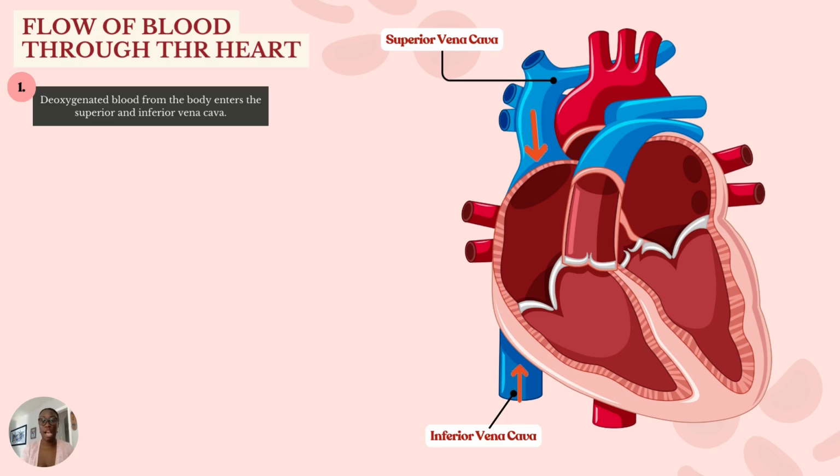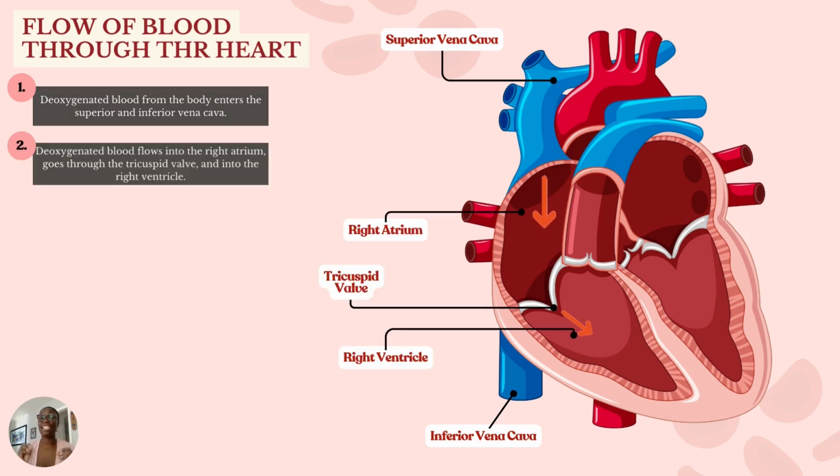First, used up deoxygenated blood from the body enters the inferior and superior vena cavas. And again, the inferior and superior vena cavas are colored blue to signify that the blood traveling through them is deoxygenated. Next, the deoxygenated blood that traveled through the superior vena cava and the inferior vena cava is going to dump into the right atrium. So deoxygenated blood has officially entered the heart, and its first stop is the right atrium, but it doesn't actually stop there.